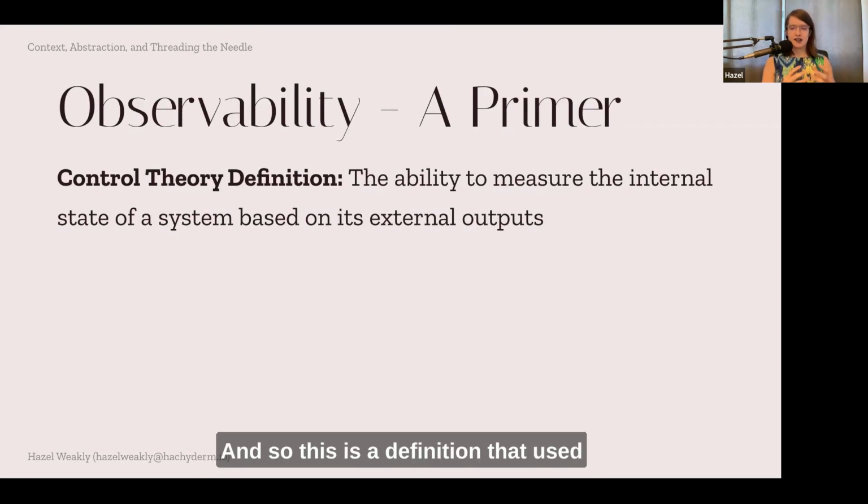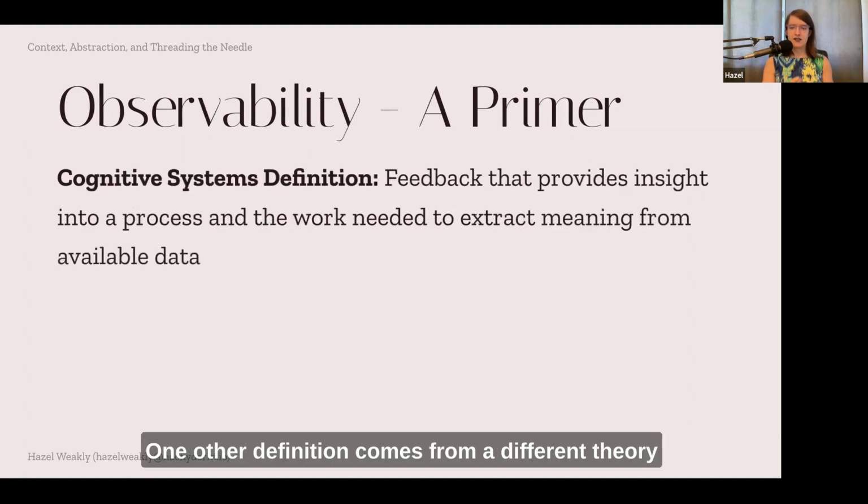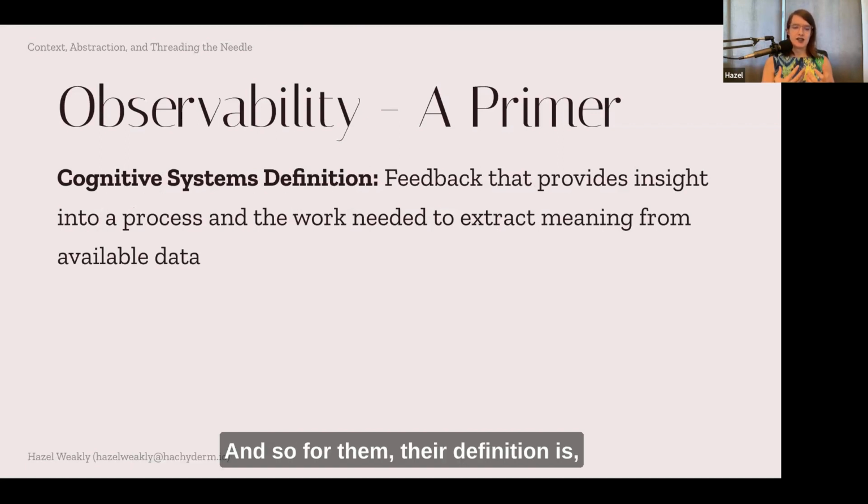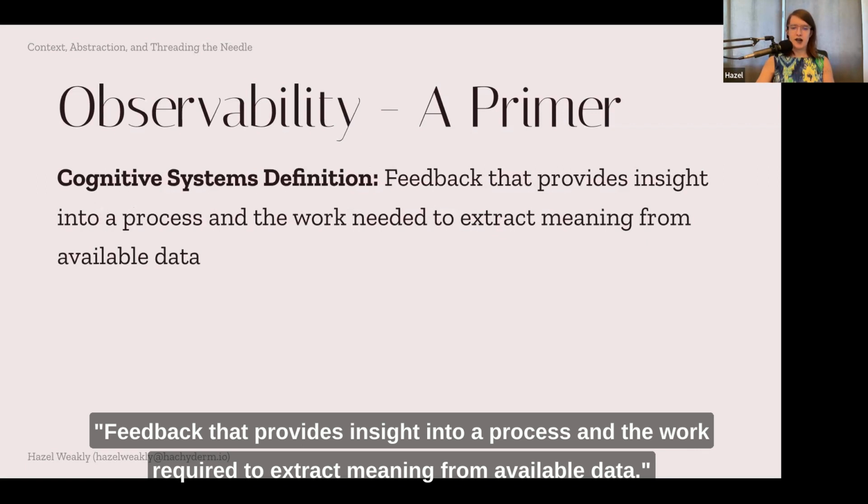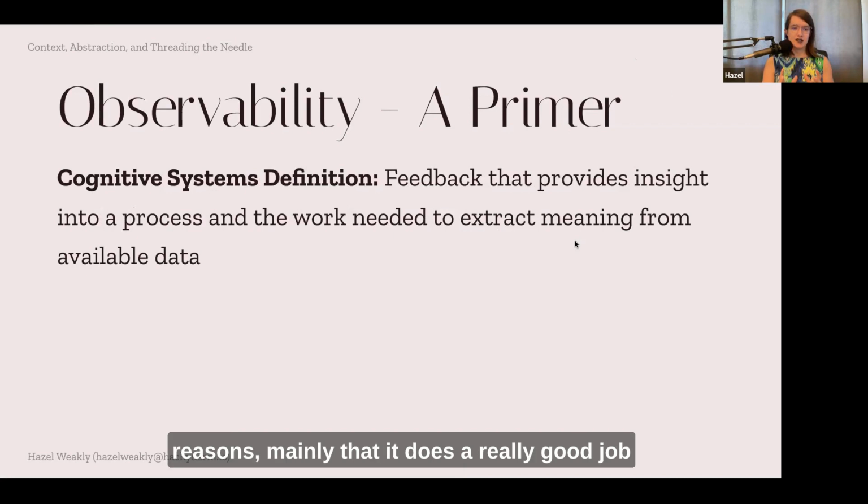This is a definition that you see repeated in a lot of places. It's a great definition. I like it a lot. But it isn't necessarily the entire story. One other definition comes from a different theory of practice, which is cognitive systems engineering. For them, the definition is feedback that provides insight into a process and the work required to extract meaning from available data. I like this definition for a lot of reasons, mainly that it does a really good job of showing that observability is this back and forth dialogue.